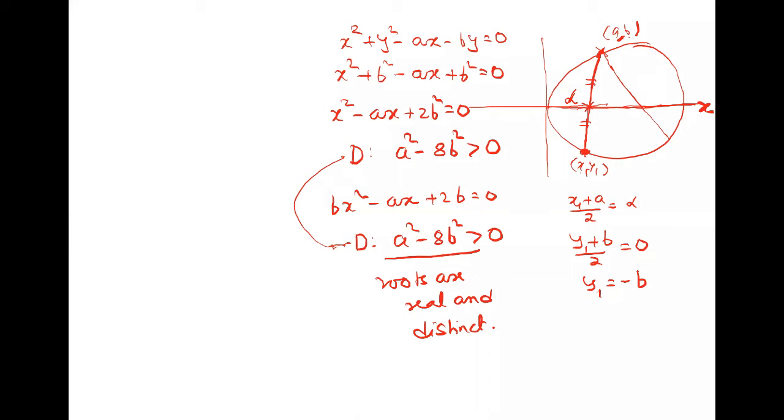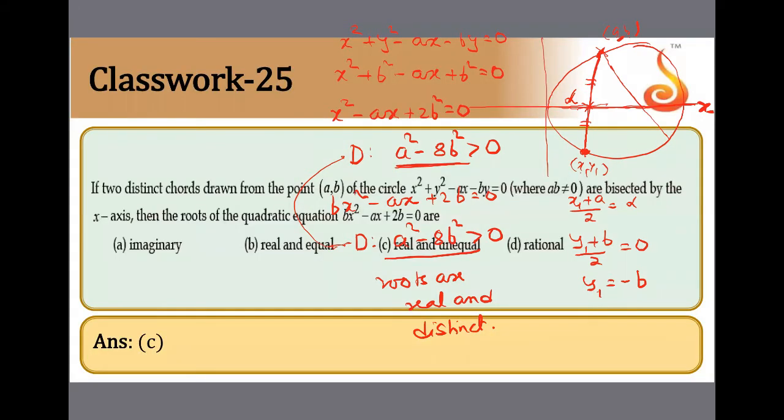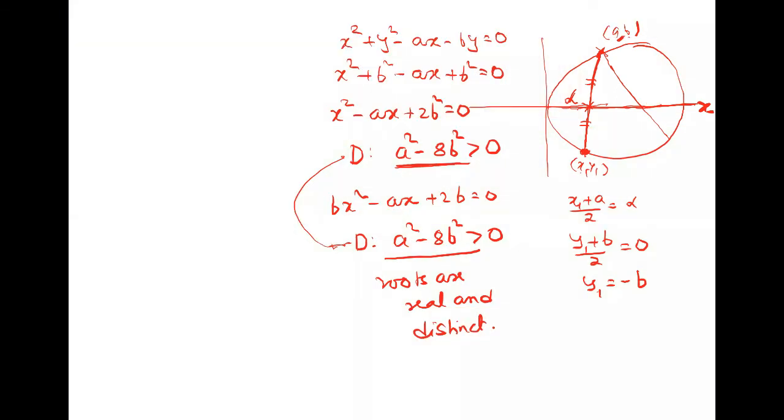Here a² - 8b² is positive, right? I'll show the question once more. Two chords are drawn from the point (a, b) of the circle, are bisected by the x-axis, then roots of quadratic equation are. Clear?